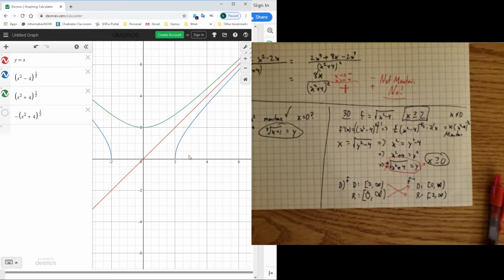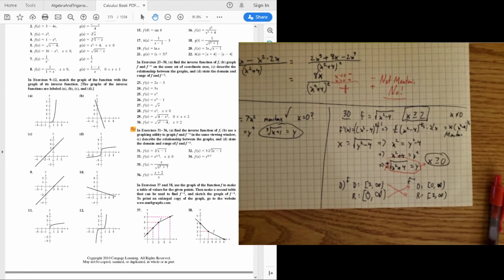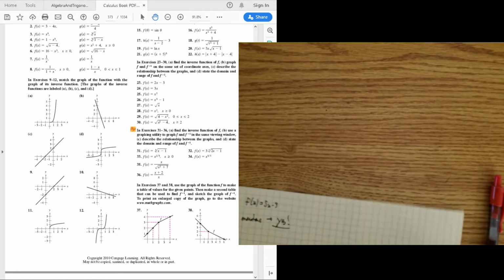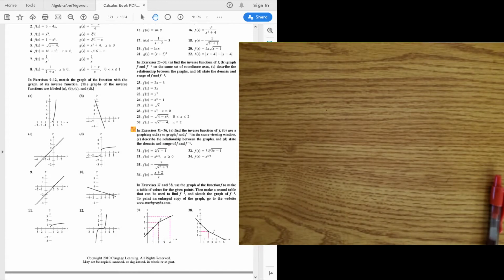Okay. Let's go ahead now and go back to notes. Next part. So we did the guidelines, the pieces.